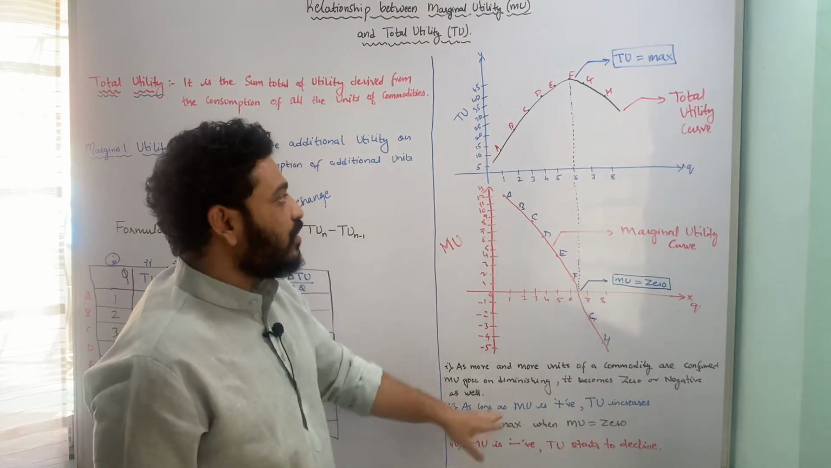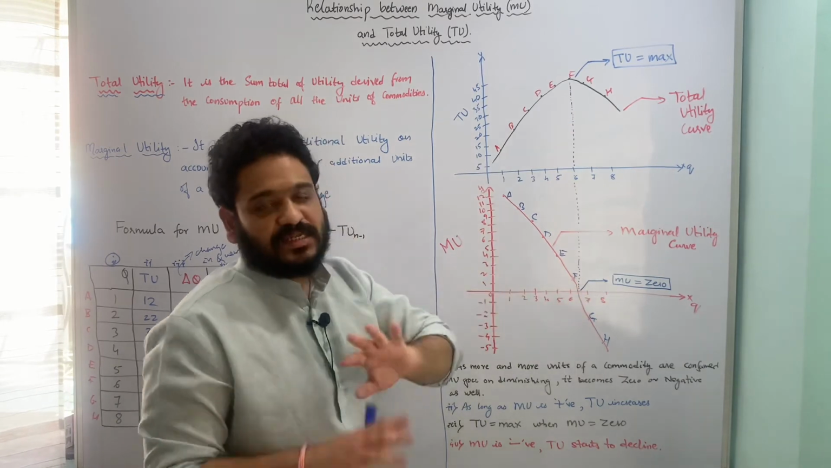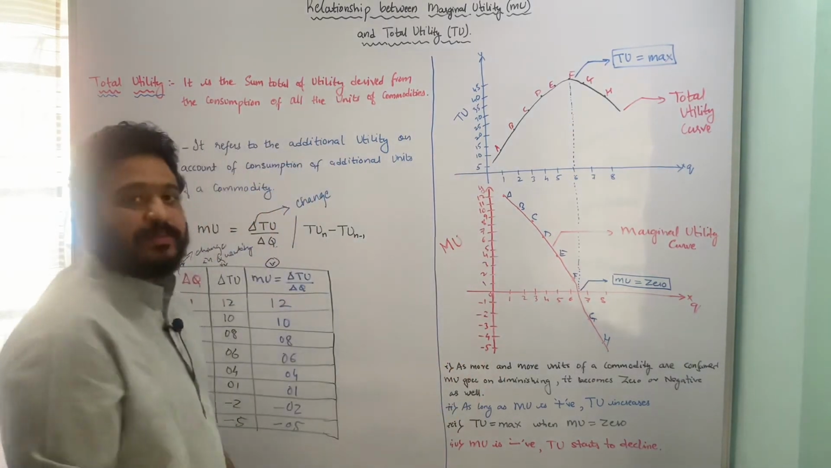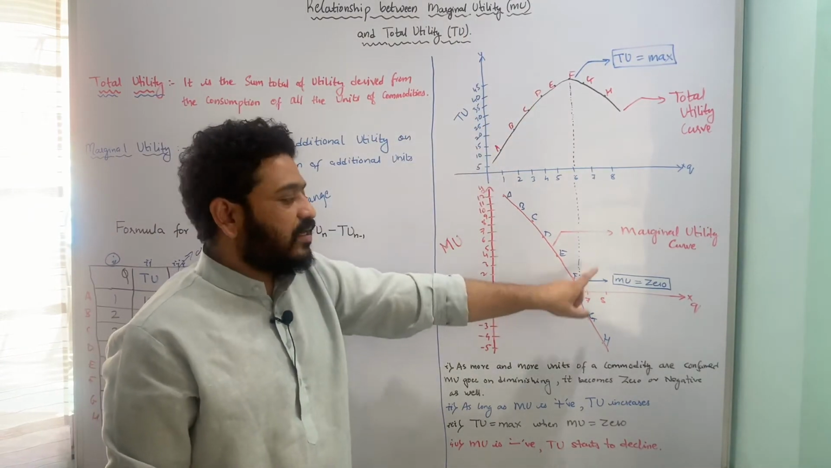The third point is very important. As total utility becomes maximum, marginal utility becomes 0. As we have dropped a perpendicular and seen, when total utility is maximum, marginal utility is 0.